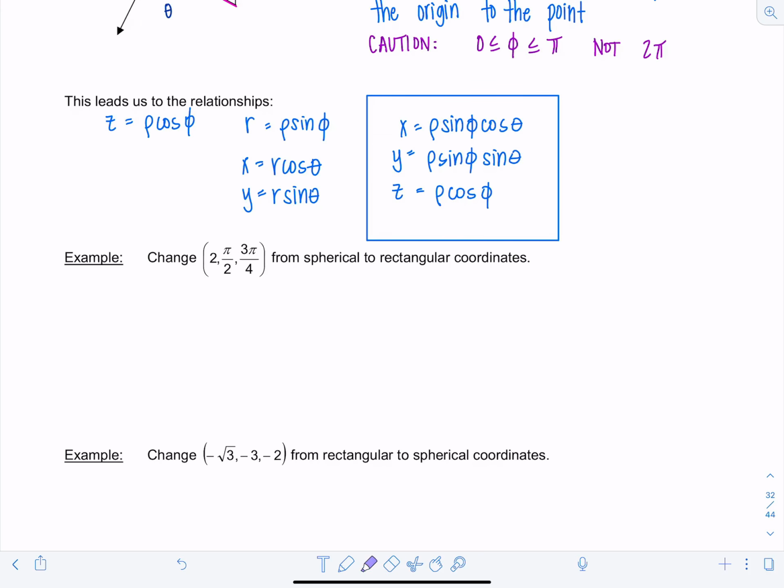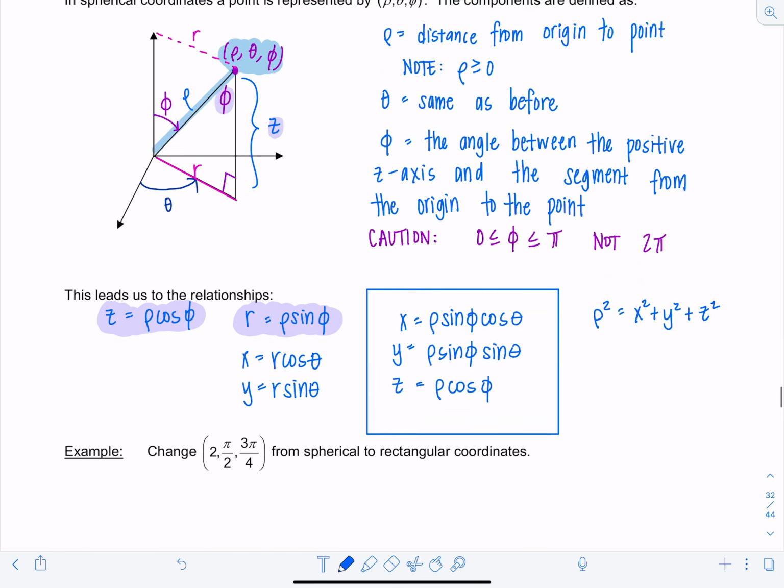Basically, if you just remember z is rho cosine phi and r is rho sine phi, then you're in business, right? Because the polar ones you should have burned in the brain at this point. So if you just learn those two new ones, then you can get whatever you need. Also, rho squared is equal to x squared plus y squared plus z squared. Look back at the picture so you believe me, okay?